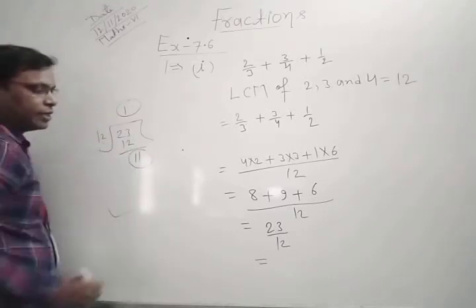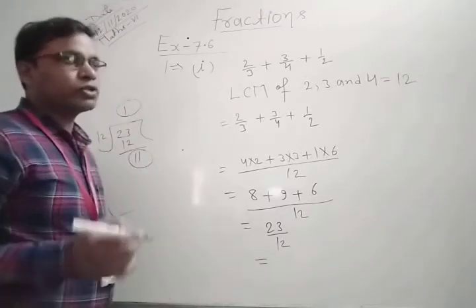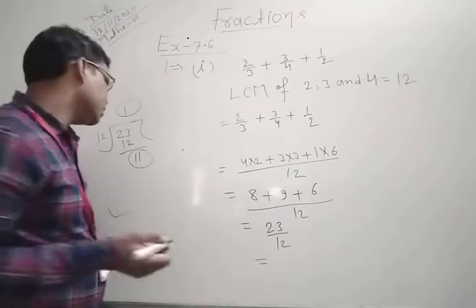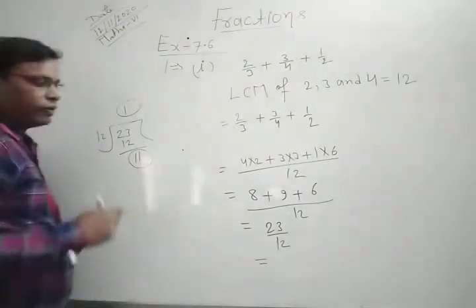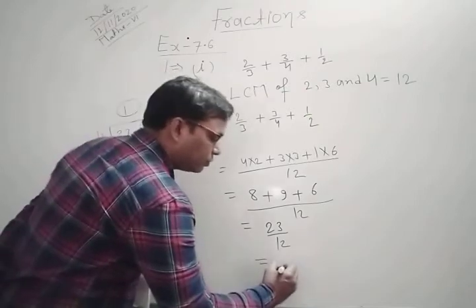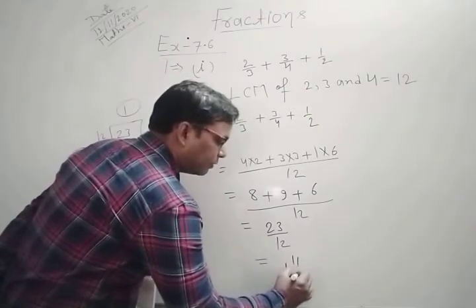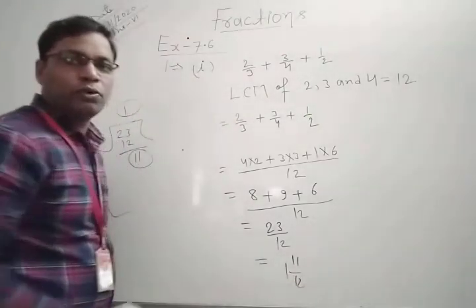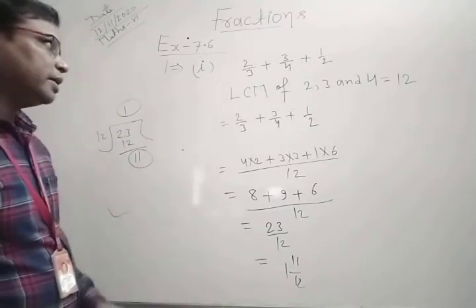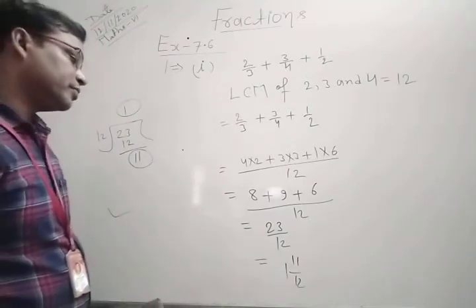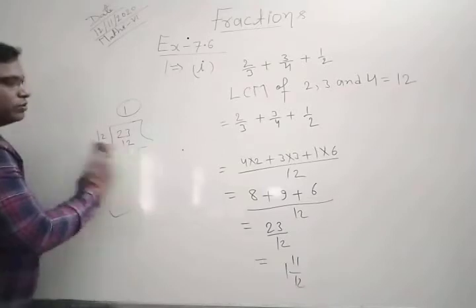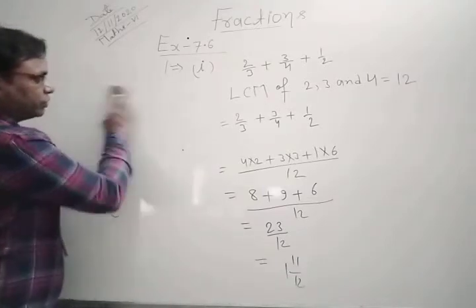11 is the remainder. Mixed fraction is equal to quotient and remainder by divisor. Here the divisor is 12, so this is equal to 1 whole 11 by 12. 1 whole 11 by 12 is the sum. Clear? So students, I hope all of you understood these questions.